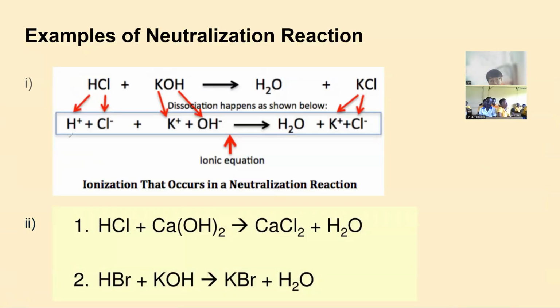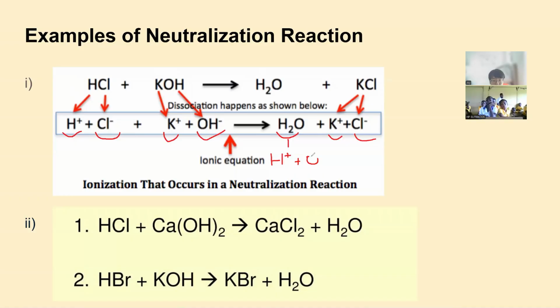So if we break it down, we have hydrogen ion and chloride ion from HCl, potassium ion and hydroxide ion from KOH, and water itself is just hydrogen and hydroxide ion combined. And then KCl breaks down into K plus and Cl minus. So you can see all of these remain the same, essentially.